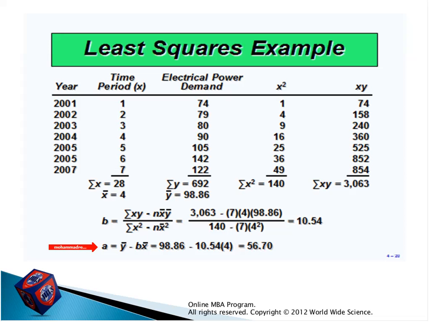A. What was the formula for A? A equals Y bar minus B multiply X bar. The Y bar, we calculated it: 98.86. B, how much is B? 10.54, that we just calculated. And how much is X bar? 4. If you calculate this, the result will be 56.7.